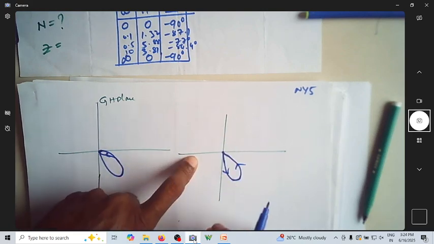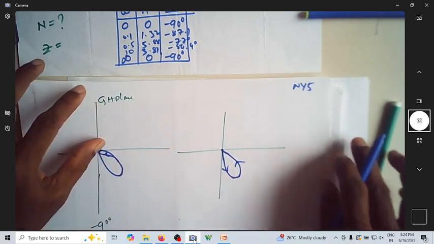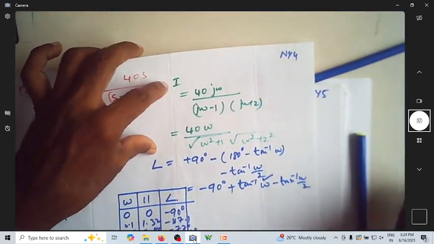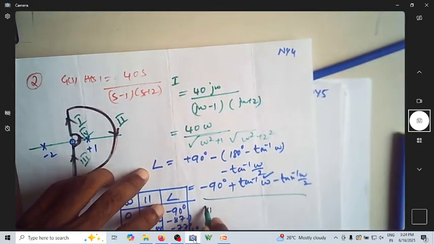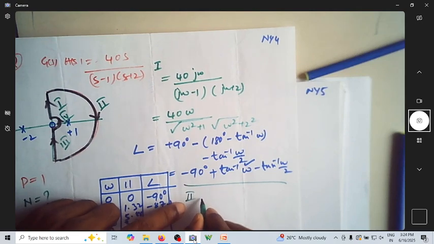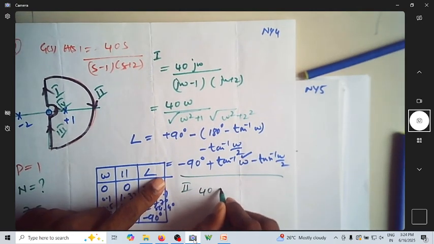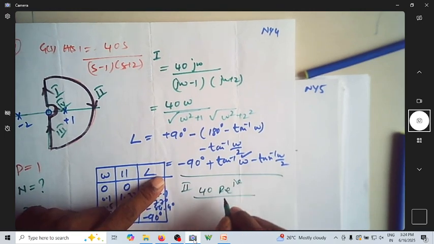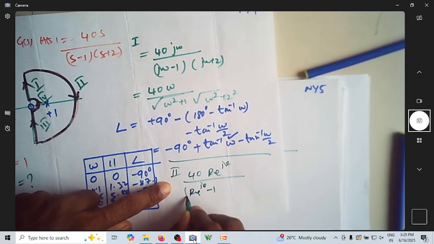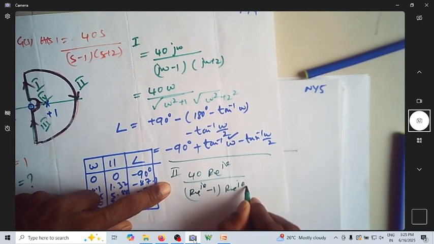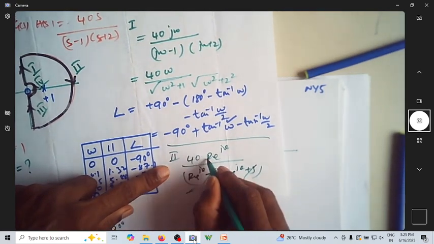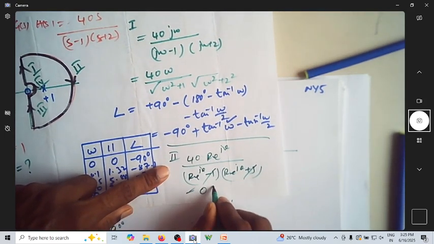Now the second segment. Let us see what happened to the second segment mapping. It is 40 r e power jθ divided by (r e power jθ minus 1)(r e power jθ plus 3). This will go off, this will go off, and because now r is infinity, it means it is 0 at an angle.